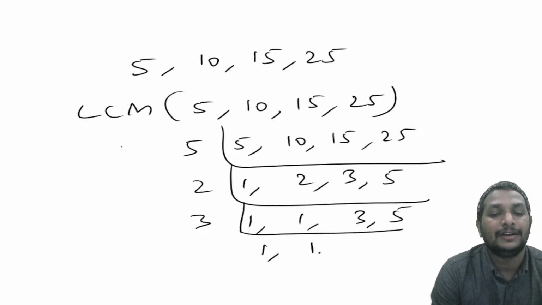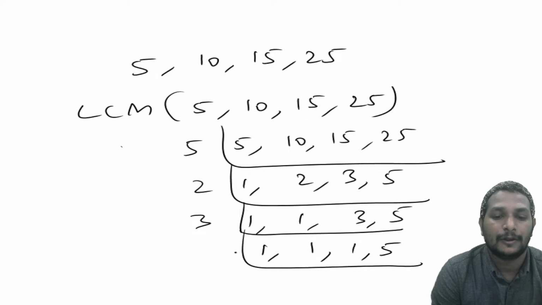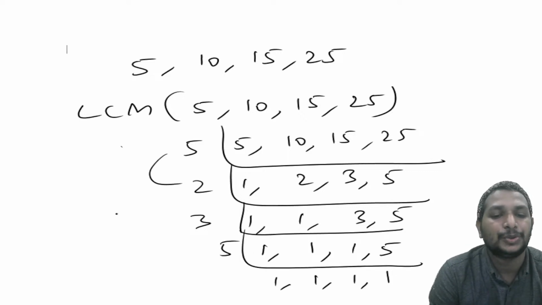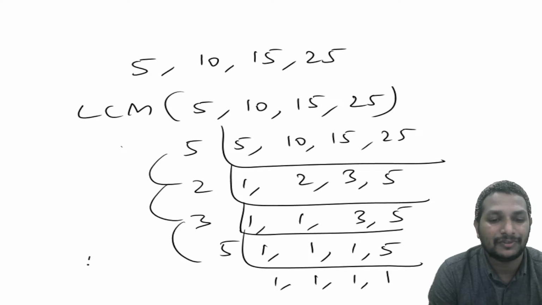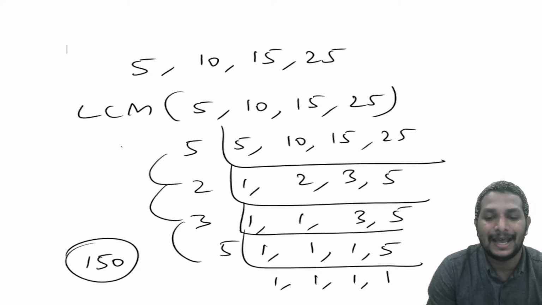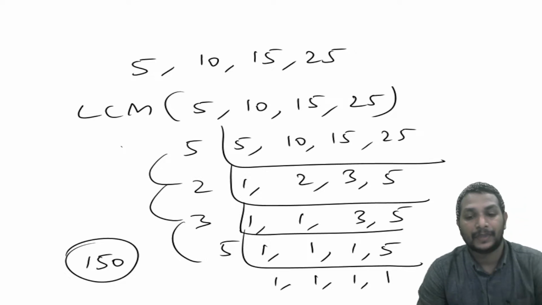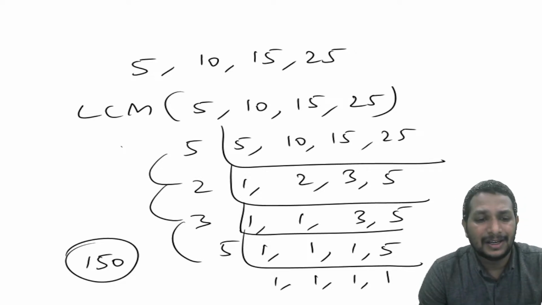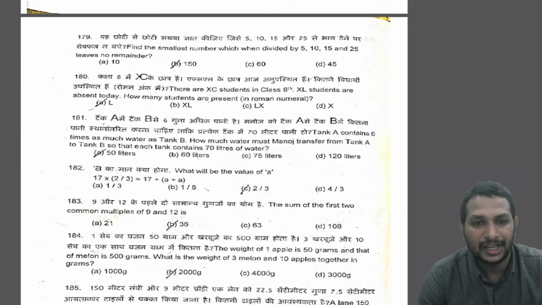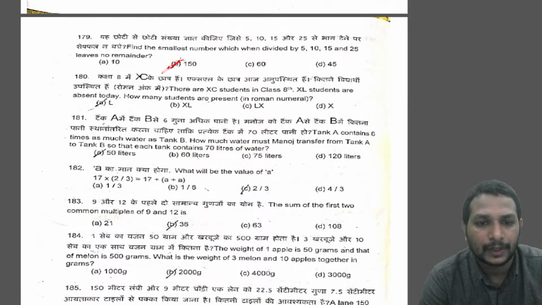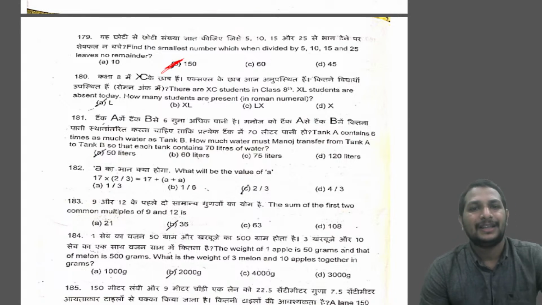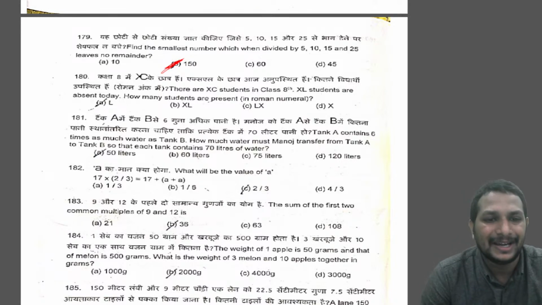3 again, 1, 1, 1, 5, 5, 1, 1, 1. 5 into 2, 10, 10 into 3, 30, 30 into 5, 150. The answer for this question, which is the smallest number, 103. That's nothing but option B.